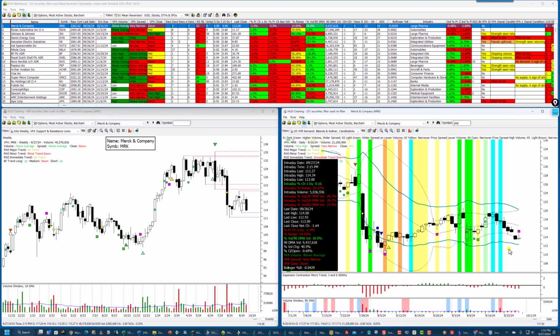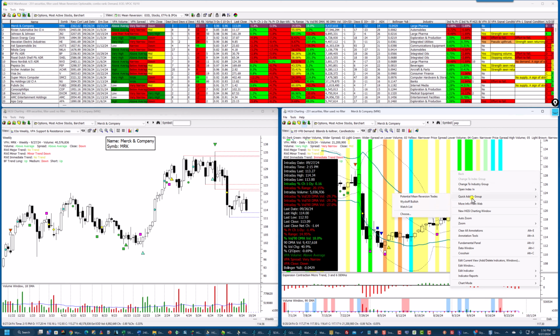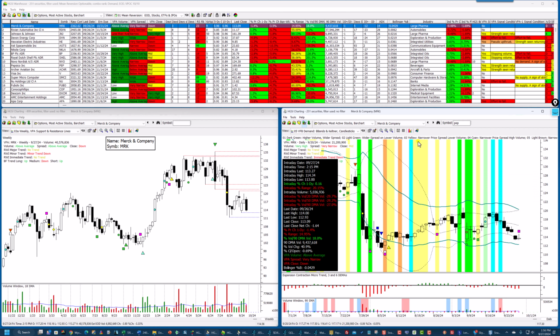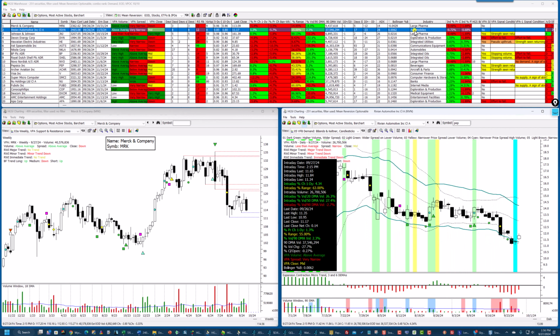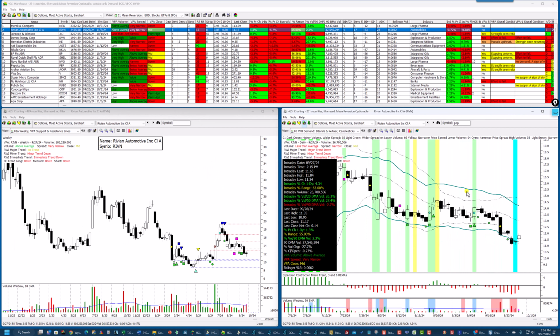And now it looks like there is an attempted accumulation on it. It might be worth watching. I don't really like it all that much right now, but I'm going to put it in the potential mean reversion trades. Now let's continue to look.